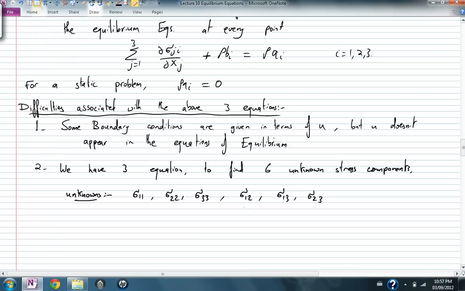And you should recall that we already used the sum of moments equal to 0 to prove that sigma 12 has to be equal to sigma 21, sigma 13 has to be equal to sigma 31, sigma 23 has to be equal to sigma 32. So we already used the equations of moment equilibrium to prove that the stress matrix is symmetric, and so we still have 6 unknowns to find, and for these 6 unknowns we only have 3 equations.